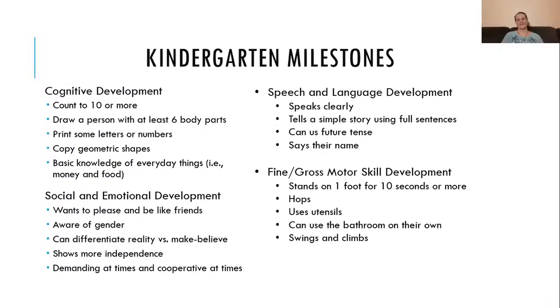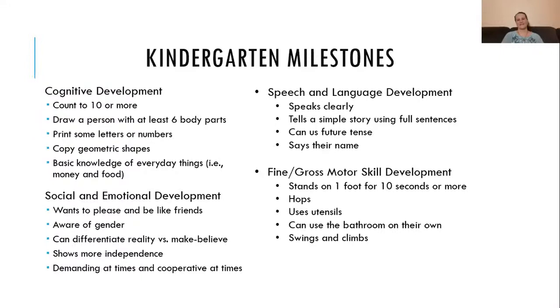And they can be demanding at times, so if they want something, they want it now, or they can also listen to everything you ask them to do. So it kind of ebbs and flows. In terms of speech and language development, they should be able to speak pretty clearly, and can tell a pretty simple story like, oh, I took the dog outside today. Can use future tense, so, oh, I'm going to the park. And they are able to say their names.